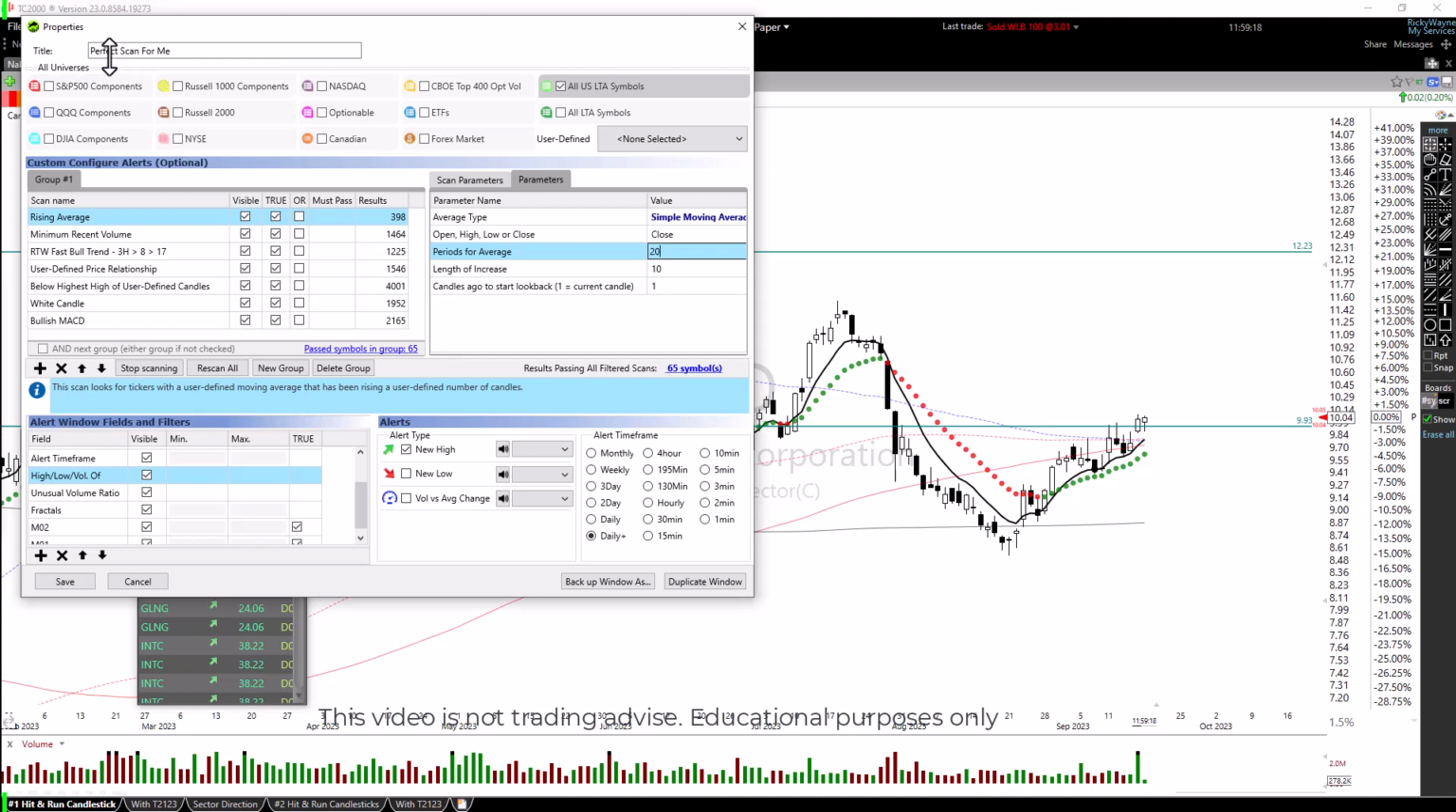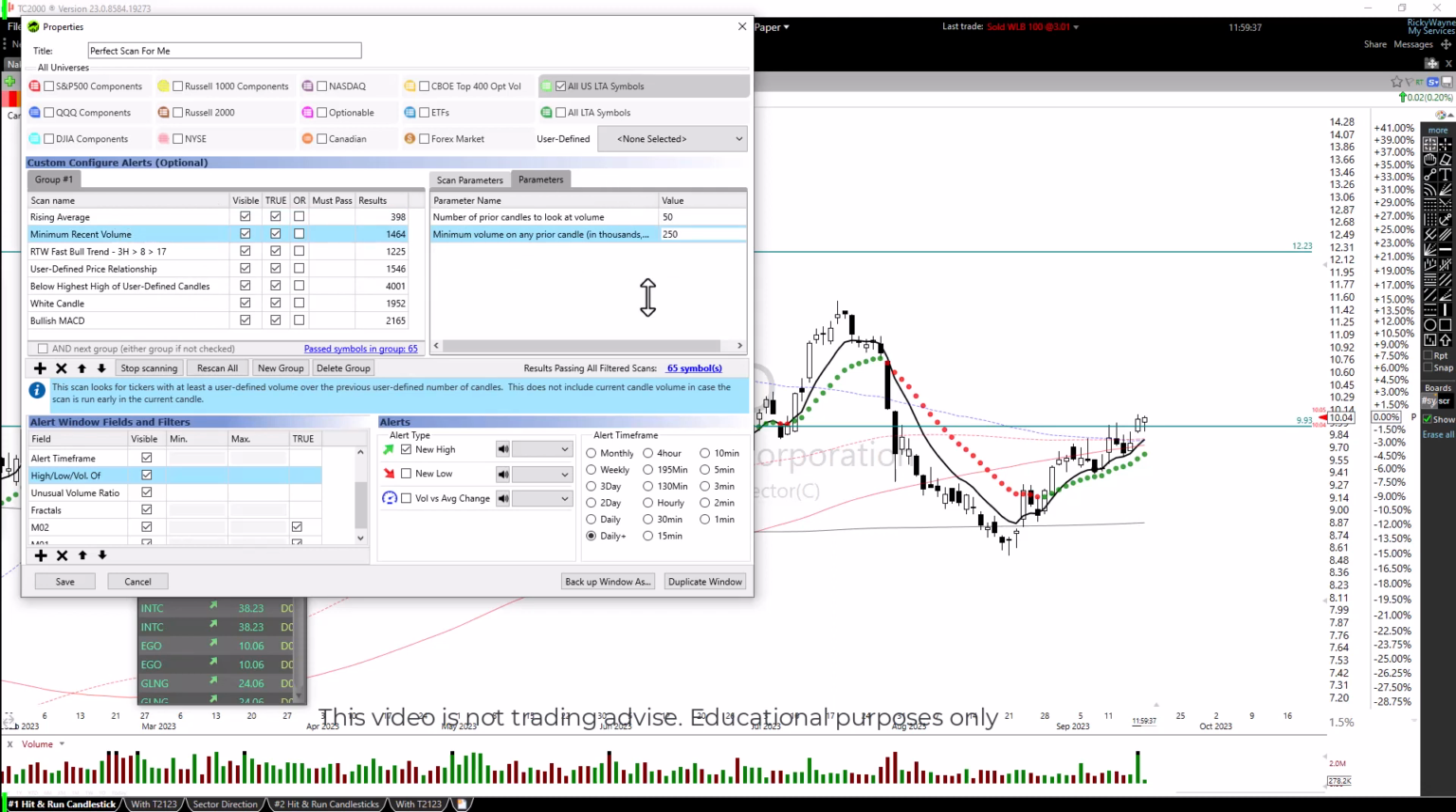See the name of this scan? Perfect scan for me. Might not be the perfect scan for Tyler or Carla or Julie. Perfect scan for me. So you might want to make some adjustments here, but this is the basic outline of it. Now, volume. Okay, volume.